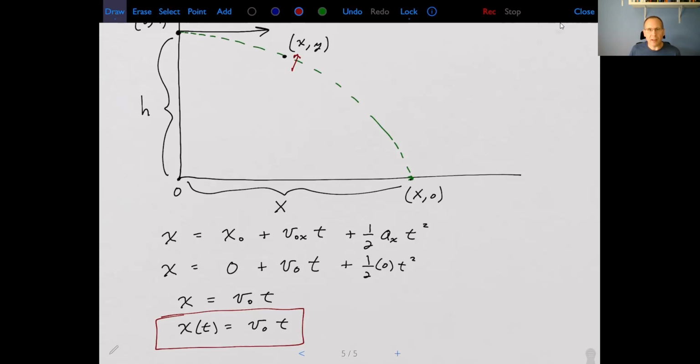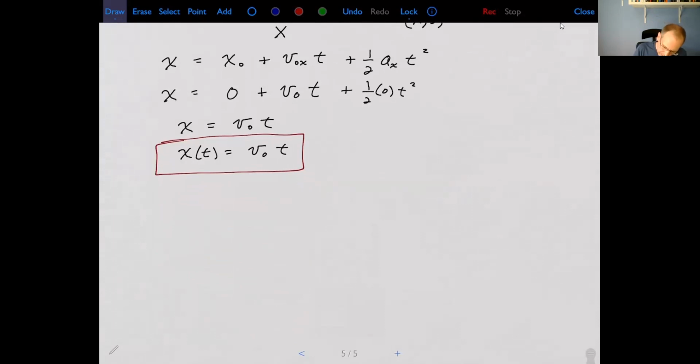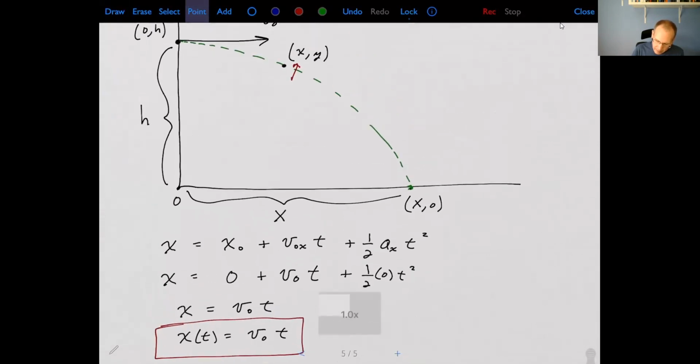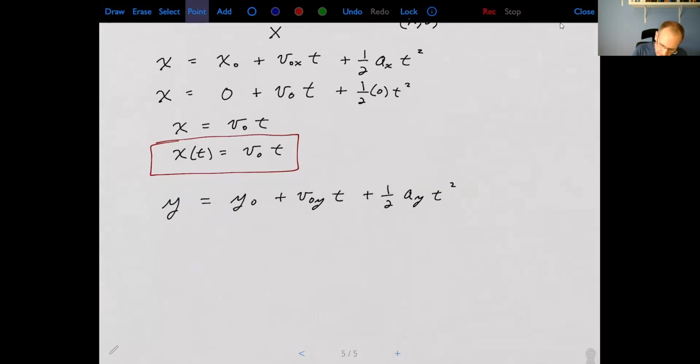Now for the Y, we can do something similar. We know in general it has this general form: Y is equal to Y naught plus V naught Y T plus 1/2 A_Y T squared. And again, we can simplify this. What is the initial position in the Y direction? What is this Y naught? Well, if you look at this, it's got to be H, because it starts at a height H.